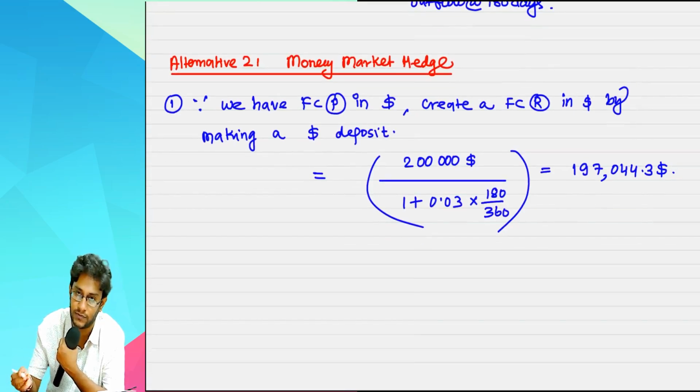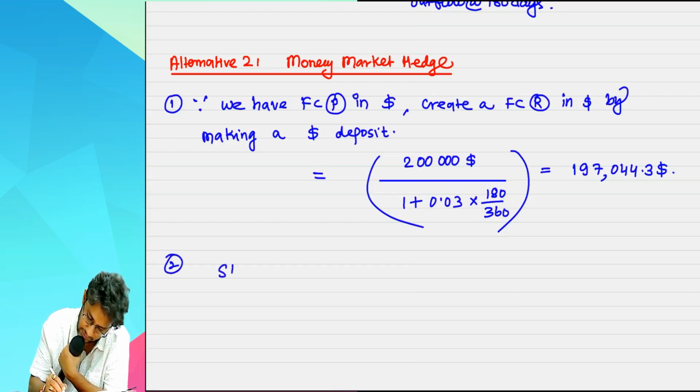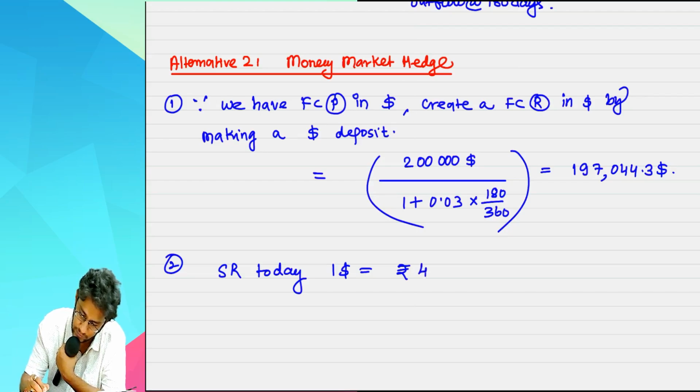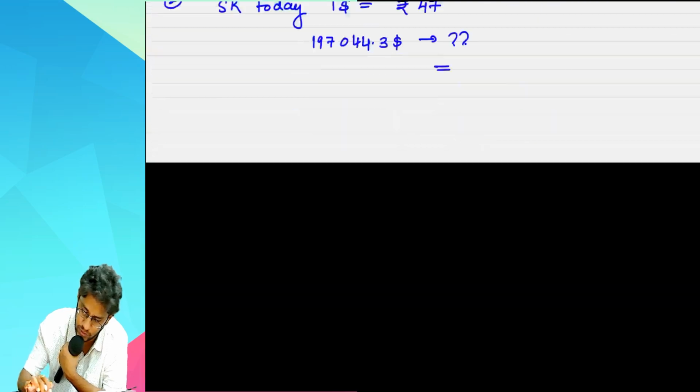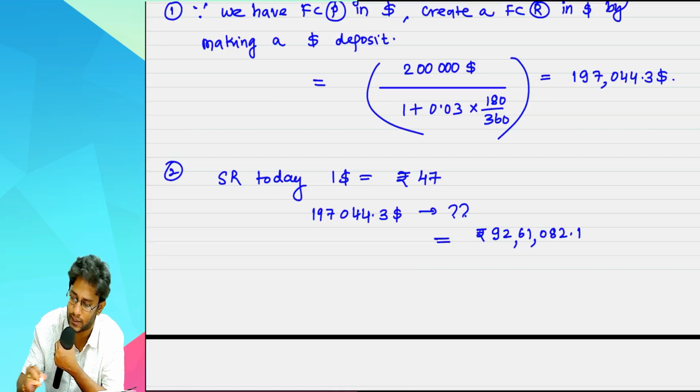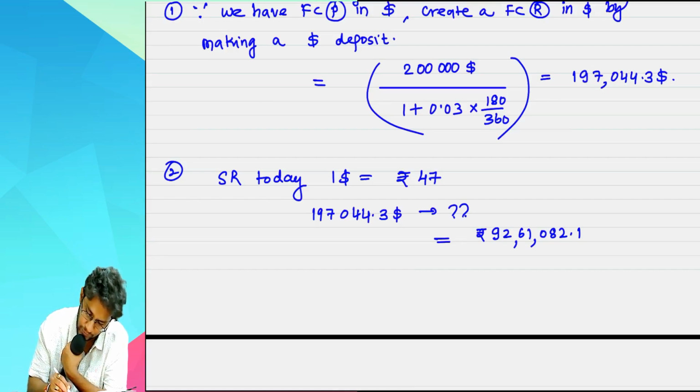If you have to deposit this, first you have to buy this, no? So second point is the spot rate today. $1 is equal to 47. 197,044.3 dollars you have to buy. How much cost will it take me? 92.61 lakhs. Okay. This much money is required, sir. That money I don't have, no. So what will I do? Borrow.